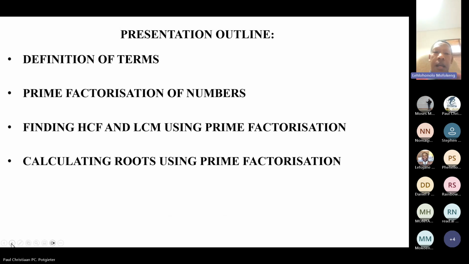Yes, this is our presentation outline. We are going to look into a definition of terms. We are also going to look into the prime factorization of numbers. Again, we are also going to check how we are going to find the highest common factor and lowest common multiple using prime factorization. And then lastly, calculating roots using prime factorization.